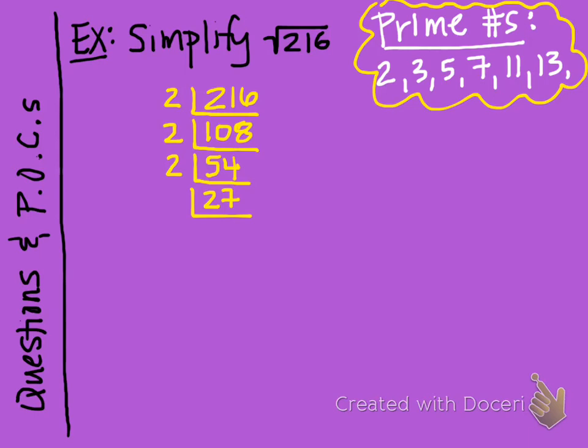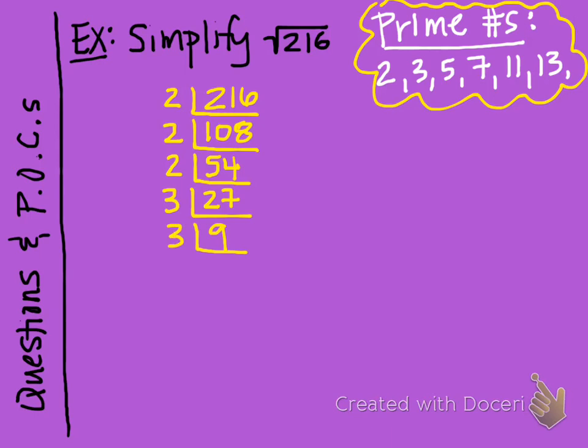2 will not go into 27, so I'm going to look for a different prime number. Usually if 2 doesn't work, many times 3 or 5 or 7 will work. So I know that 27 is divisible by 3, so I'm going to use that. 3 goes into 27 9 times. Sometimes students think 9 is a prime number, but remember it's divisible by 3. So I'm going to keep going.